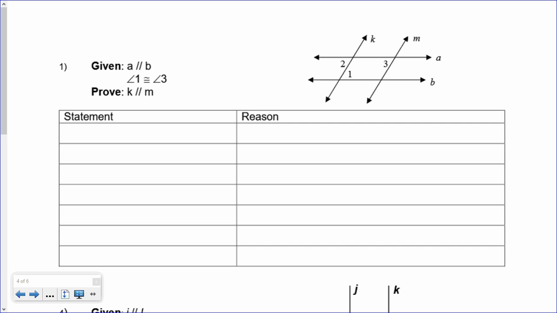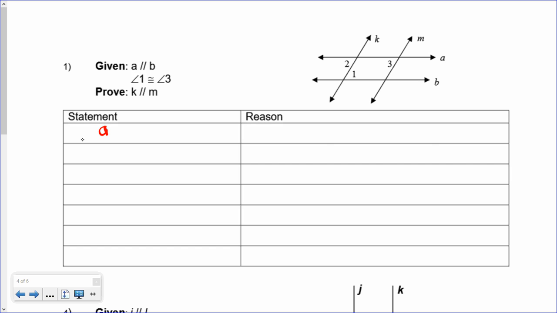This one says that given A and B are parallel and that angle 1 is congruent to angle 3, I'm trying to prove that the other set of lines are parallel. Alright, so this is not one of those weird situations where you have to avoid circular reasoning. So how would I start this one? Yes, Brody. Okay, put down the given.